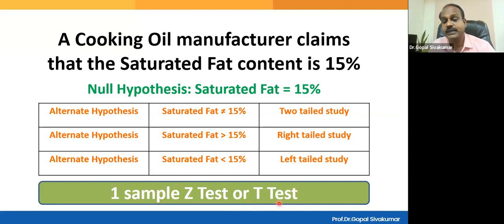The test is specifically called one sample t-test because my data type is continuous. Saturated fat is measurable. Am I right? So data type is continuous. And since there are 10 samples, I take an average and then take a decision. Whenever my data type is continuous, I take a decision using the statistics known as average. My test is known as one sample t-test.